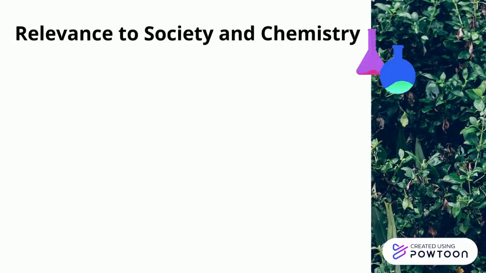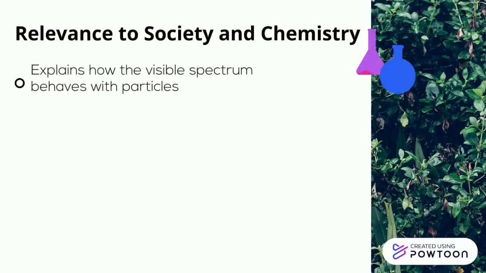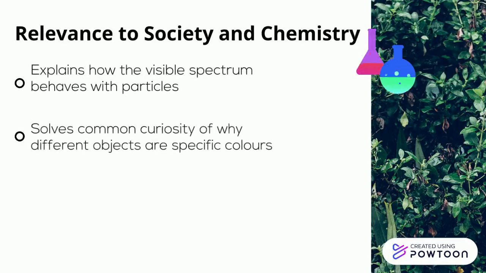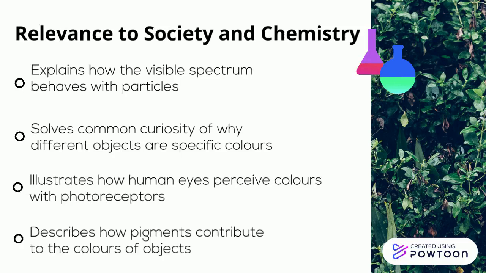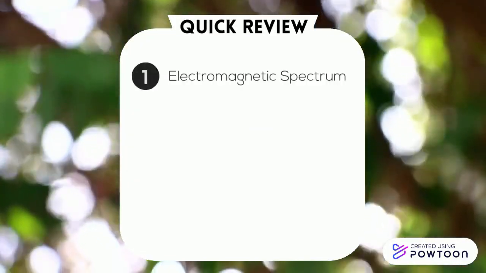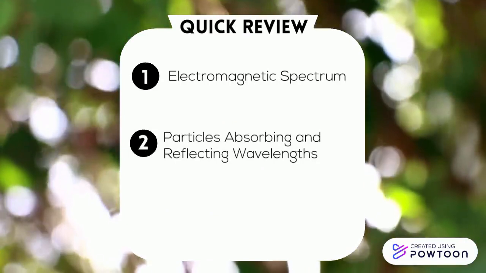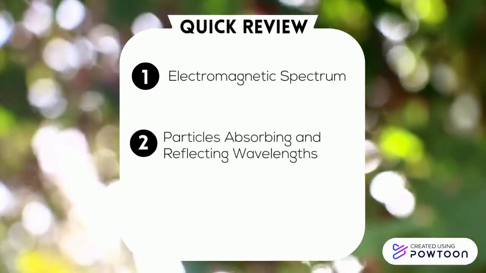This presentation is relevant because it explains how the visible spectrum behaves with different particles such as chlorophyll and water droplets, answers the common question of why objects are a certain color, describes the effect photoreceptors have on our perception of color, and reviews the function of pigments. Before beginning, it is important that we review the electromagnetic spectrum, the particle absorption and reflection of different wavelengths of light, and photoreceptors.